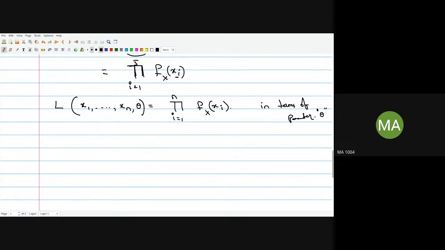If the given distribution has 2 or 3 parameters involved, theta 1, theta 2, theta 3, then my likelihood will depend on theta 1, theta 2, theta 3 as well. But as of now, for simplicity, I am assuming my distribution has only one parameter. So this likelihood will be a function of the samplings as well as the parameter theta. Okay, so I got my likelihood function.